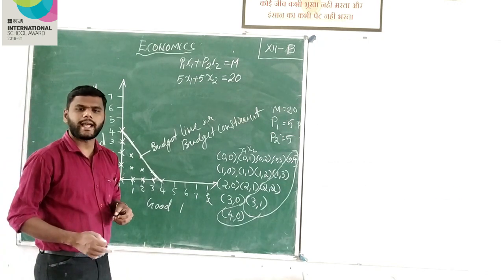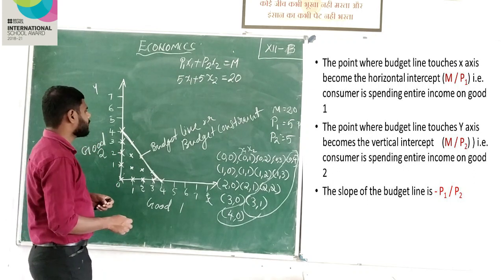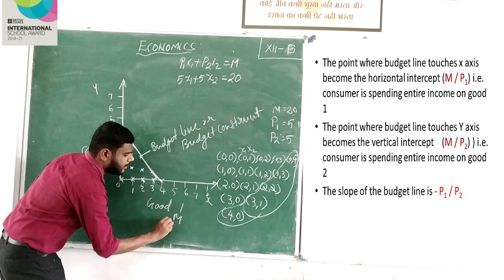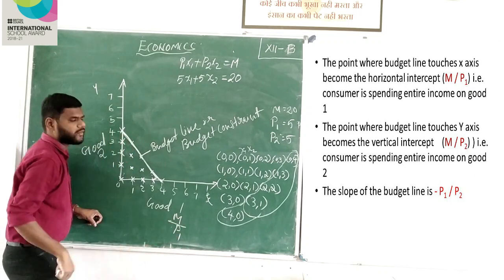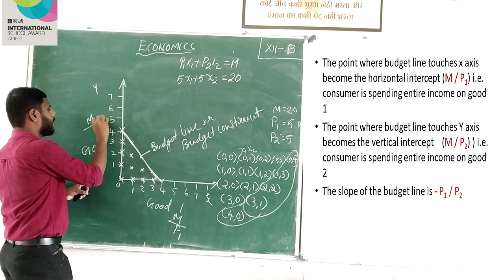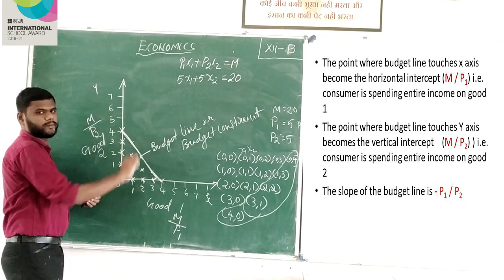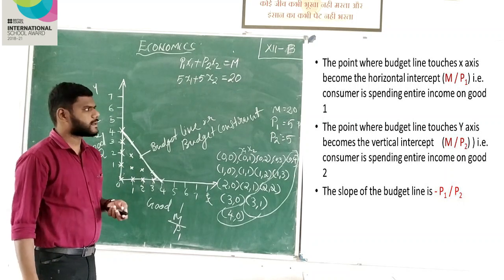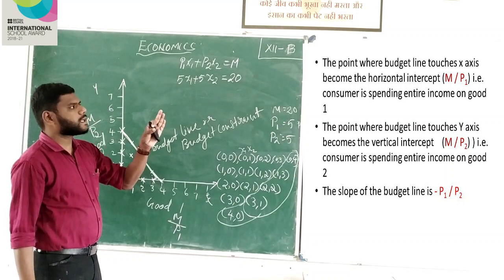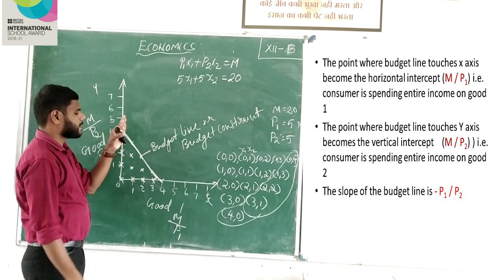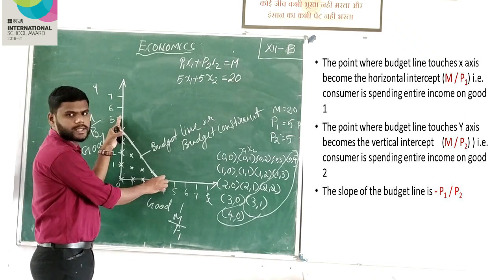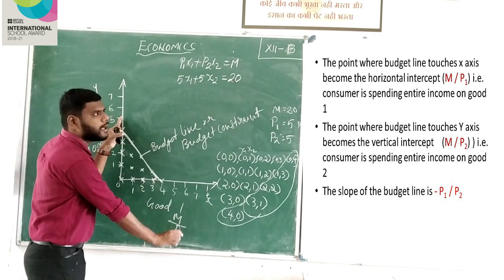and we discussed the horizontal and vertical intercept. What is the equation for the horizontal intercept? That is m divided by p1. What is the equation for the vertical intercept? That is m divided by p2, that we discussed in the earlier class. The point where the budget line touches the x-axis, here, is known as the horizontal intercept, that is m divided by p1.